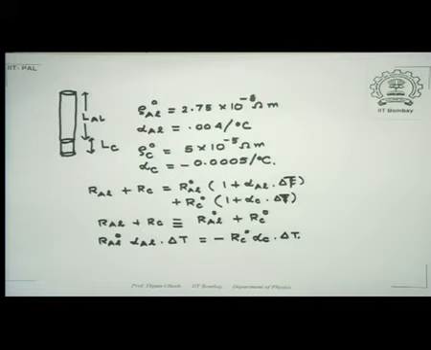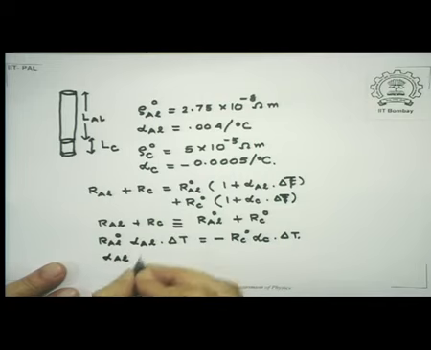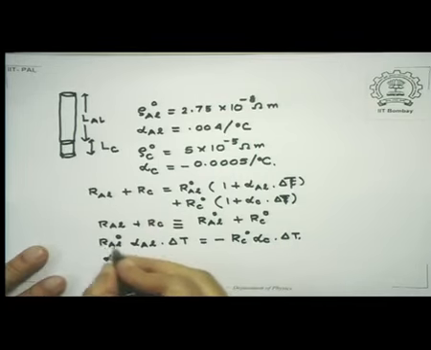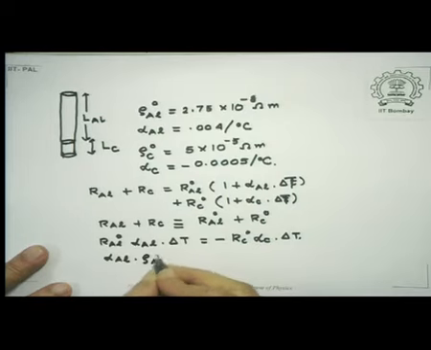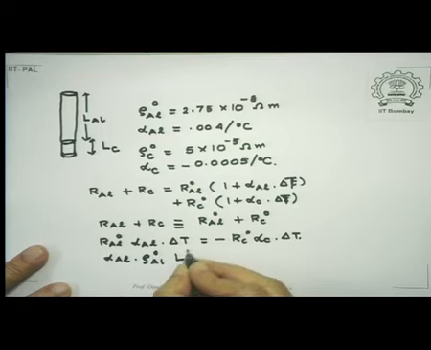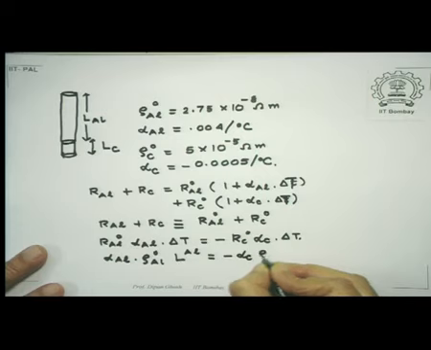Now, remember, my resistance is proportional to the length and inversely proportional to the cross section, but in this case my cross section is the same. So, what I require is that alpha aluminum times, well, I can put a rho, R aluminum 0 is rho aluminum 0 times length of aluminum, delta T would be cancelling out from both sides, equal to minus alpha C rho C0 times LC.